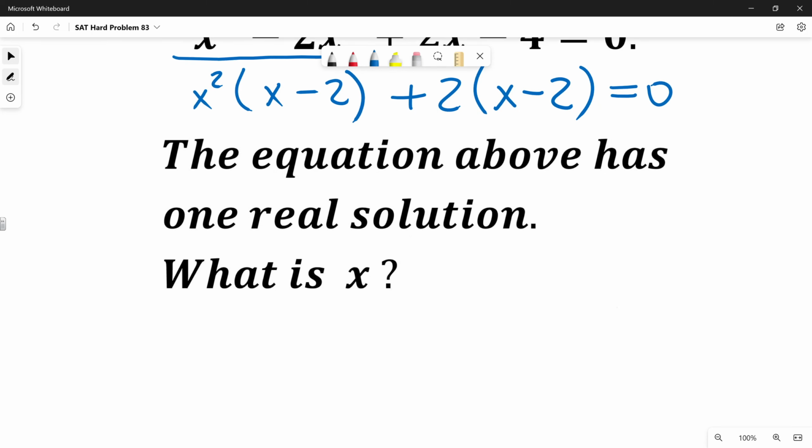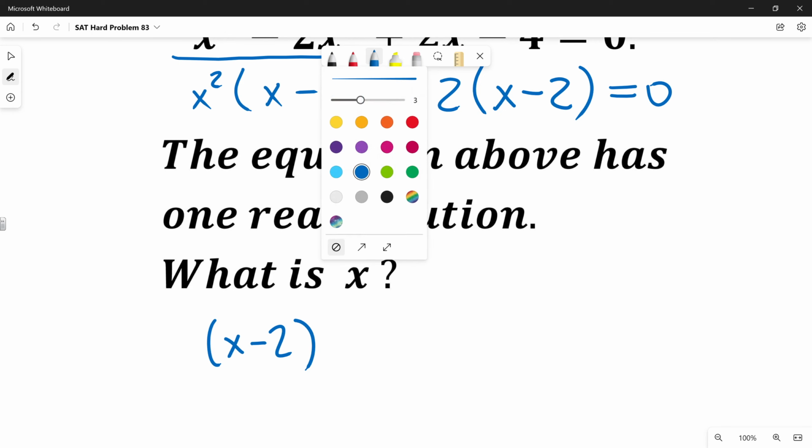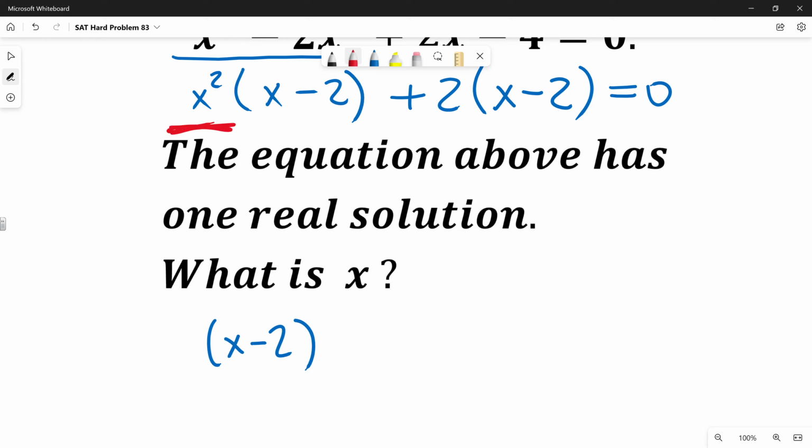My next step will be, I notice that I have x minus 2 in two terms, so x minus 2 in the first term, this is times x squared. In the second term, x minus 2 is times 2. So I'll write it as x minus 2 times x squared plus 2. And this is equal 0.